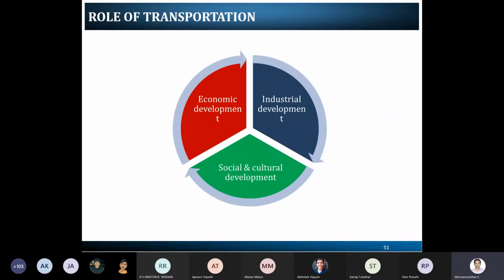The next is the role of transportation. I don't think I have to cover this particular slide in detail. Definitely you might understand the importance of transportation in the world, particularly in India, because everywhere transportation is playing the major role, particularly in the economic development of a country. So that ultimately depends upon the transportation sector.